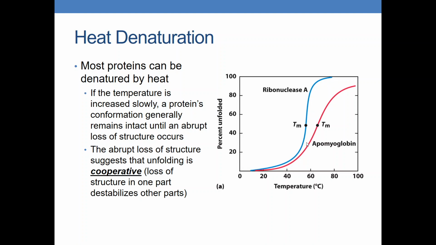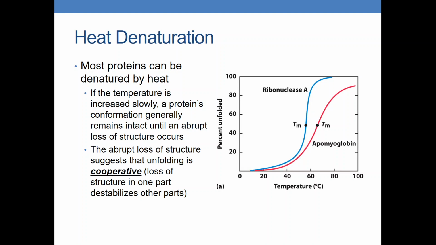So this is what I'm talking about here. As you slowly increase the temperature, everything remains intact until you reach a certain point where it just shoots up. The shape of this curve, this S shape, is called a sigmoidal curve. So this is a sigmoidal function. Now, this sudden loss of structure suggests that protein unfolding is what we refer to as cooperative. Okay, so cooperative, what does that mean?